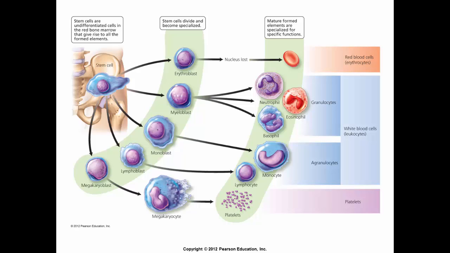The stem cells divide, they become erythroblasts. The nucleus will be lost. The mature blood cell will be the red blood cell, also known as erythrocyte. Lymphoblast, monoblast, and myeloblast will mature into the neutrophils, the basophils, and the eosinophils, which are granulocyte white blood cells. Agranulocytes are the lymphocytes and monocytes, white blood cells. And then the megakaryoblast will mature into the platelets, which are going to be essential for blood clotting.